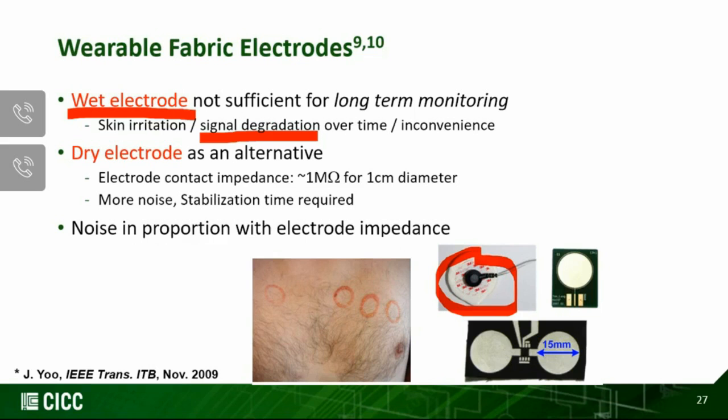To overcome that, you can use dry electrodes as a complement. Dry electrodes do have less problem with signal degradation over time, but at the cost of much higher skin to electrode impedance. That's typically around 1 megaohm for 1 square centimeter, a 1 centimeter diameter. Noting that the noise is in proportion with the electrode impedance, this is not an ideal situation.